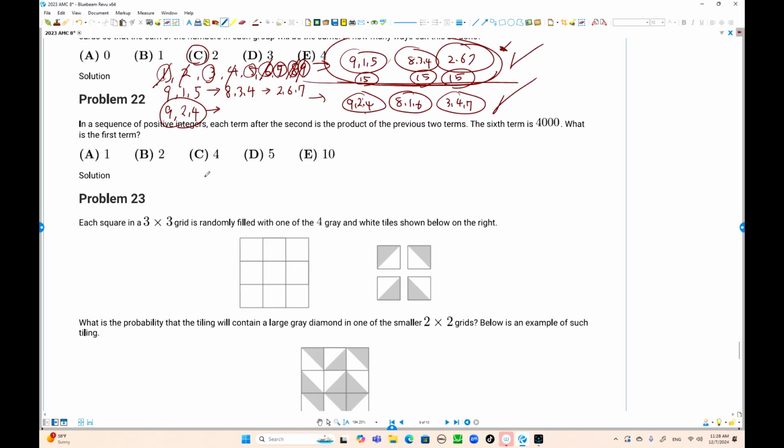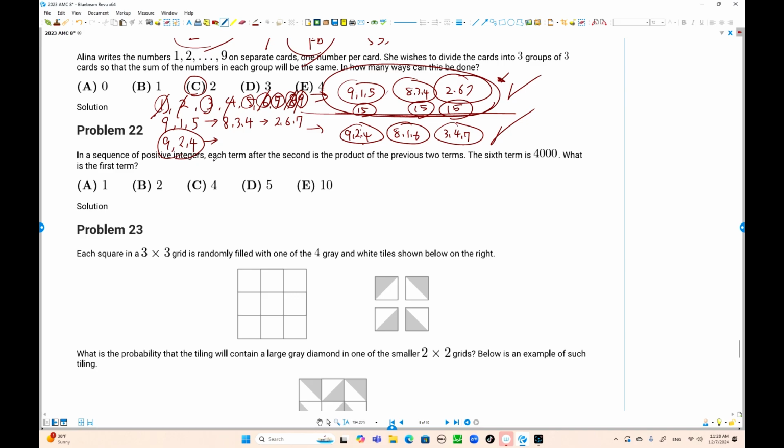Number 22. In a sequence of positive integers, each term after the second is the product of the previous two terms. We have this like a Fibonacci sequence. A and B. The product of these two is AB. The product of these two is A times B squared. That's four terms. What is the fifth term? The product of these two is A squared B cubed, right? The sixth is A cubed B to the 5th. That is 6 terms.